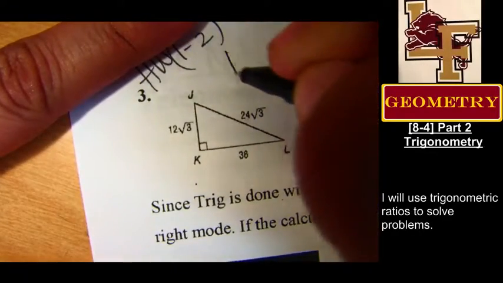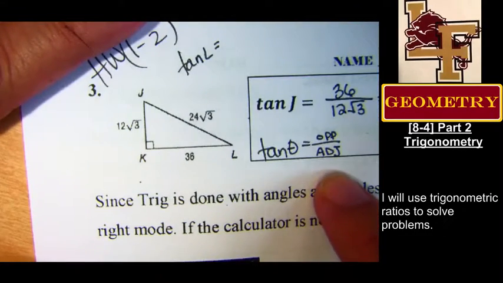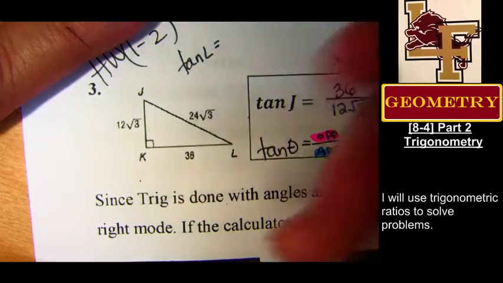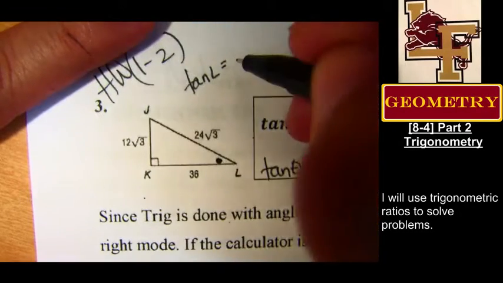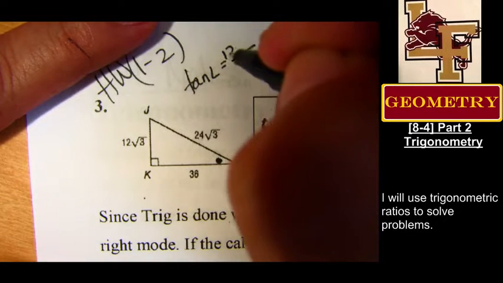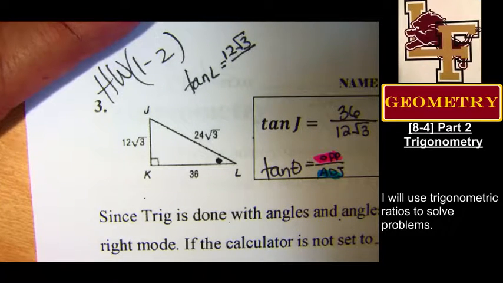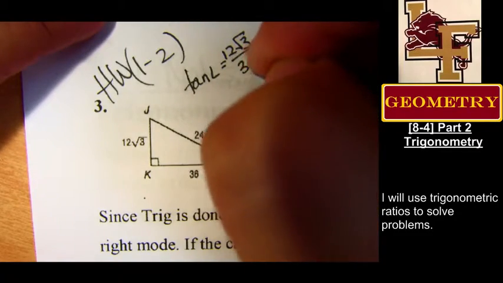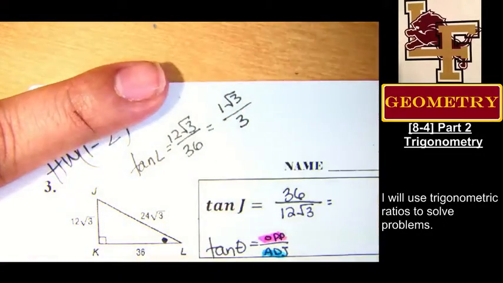Okay, let's write the tangent of L. Tangent is always given by opposite over adjacent. Opposite over adjacent. We're looking at it in terms of angle L. From angle L, which side is opposite? Yes, 12 square root of 3. Very good. Which side is adjacent to angle L? 36. Okay, and I can reduce that down to something like that.